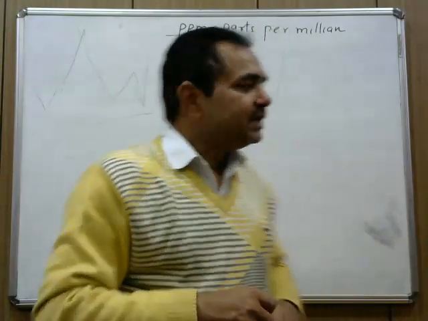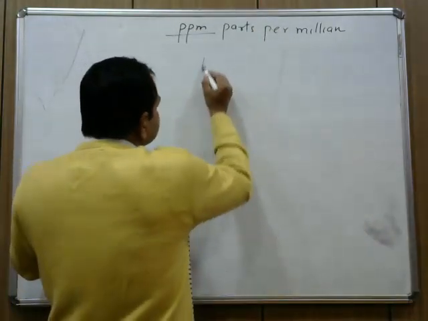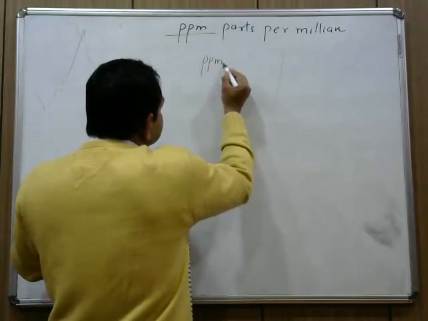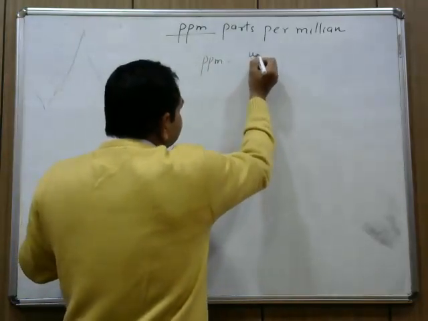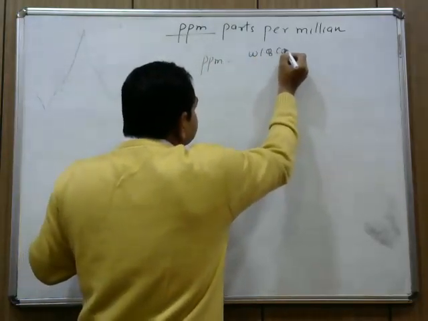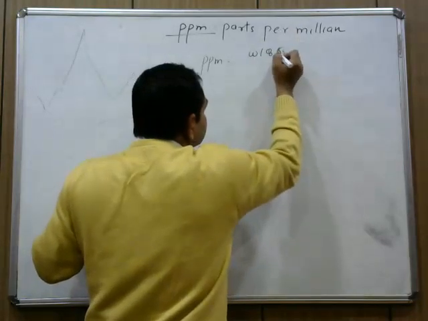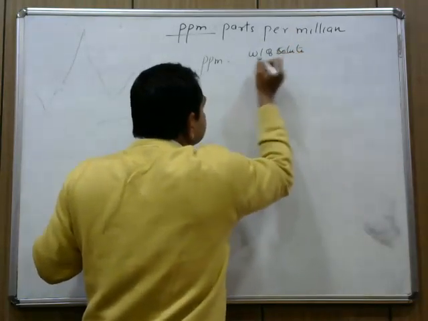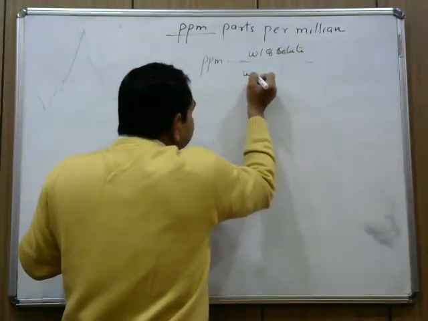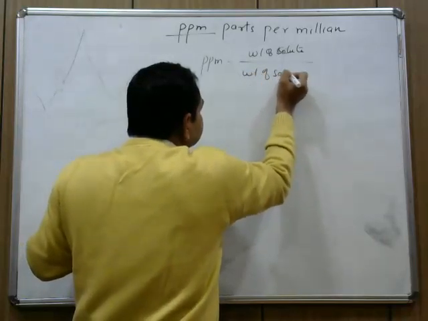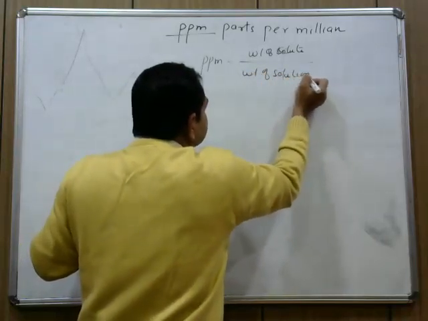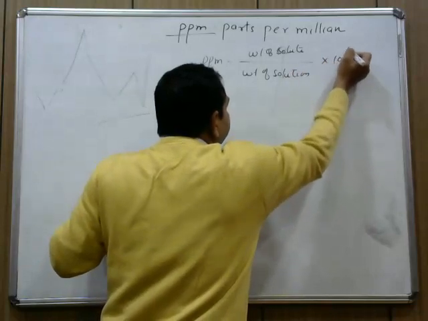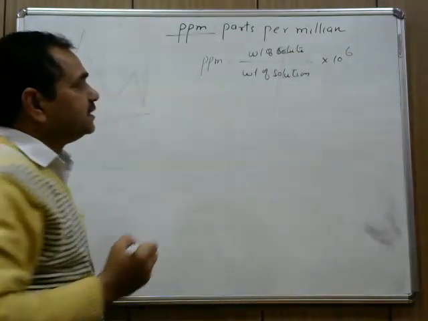So ppm is given by weight of solute divided by weight of solution into 10 to the power 6.